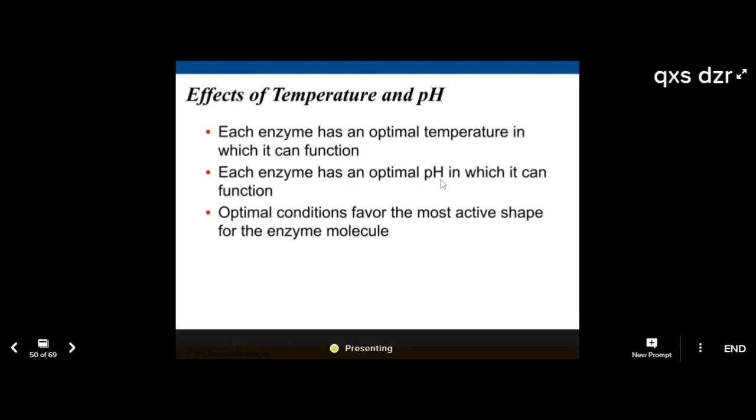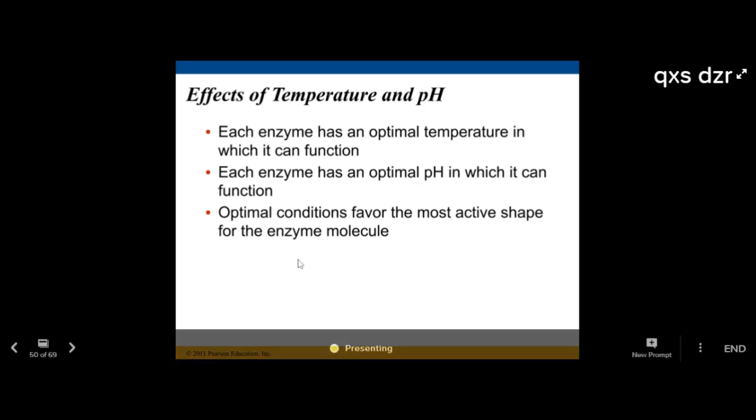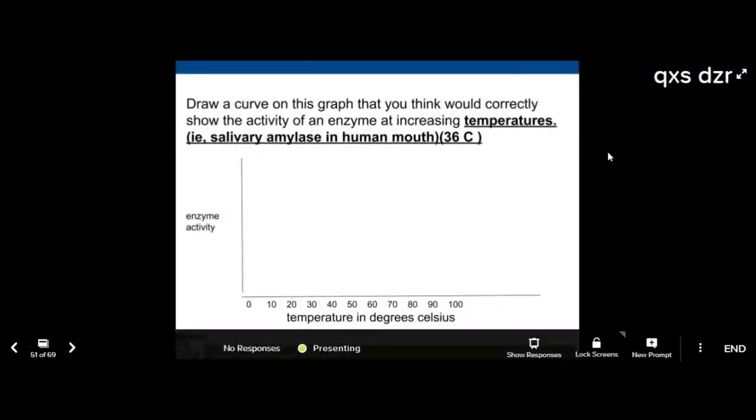This is the same for pH. There are some enzymes which work perfectly well in the acidic stomachs of animals, and there are other enzymes that need to be in more basic environments in other parts of animals. So each enzyme, depending on where it evolved and adapted, is going to work at different optimal temperatures and pHs.